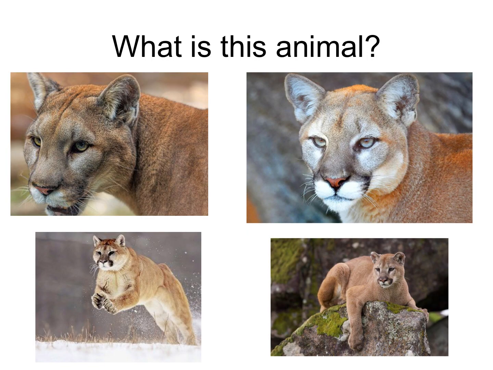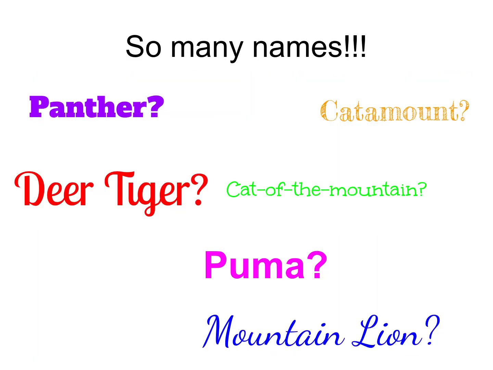I want you to take a look at this animal. What a gorgeous, gorgeous creature. And I want you to think in your brain, what do you call this animal? If someone said, what is the name of this animal? What would you say? Now, there are so many names for this organism. I would probably call it a mountain lion. However, it's also called in the United States a puma, a panther, even a deer tiger, and a cat of the mountain, and a catamount.